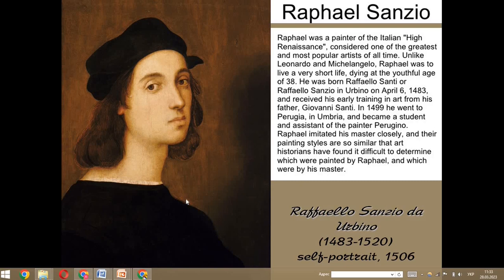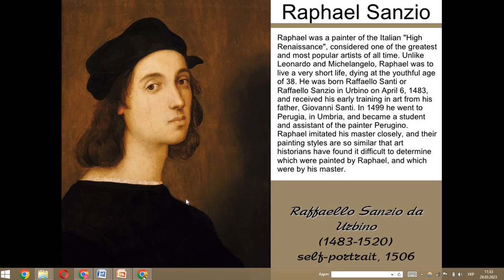Another genius of the Renaissance period is Raphael Sanzio. He was a painter of the Italian High Renaissance, considered one of the greatest and most popular artists of his time. Unlike Leonardo and Michelangelo, Raphael lived a very short life, so he died when he was only 38 years old. He was born as Raffaello Santi or Raffaello Sanzio in Urbino on April 6, 1483, and received his early training in art from his father, Giovanni Santi.